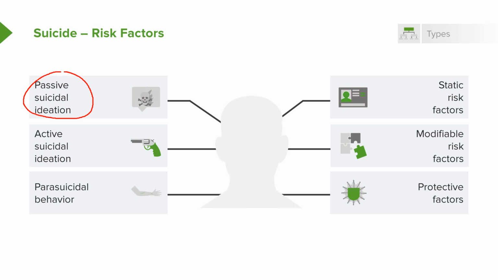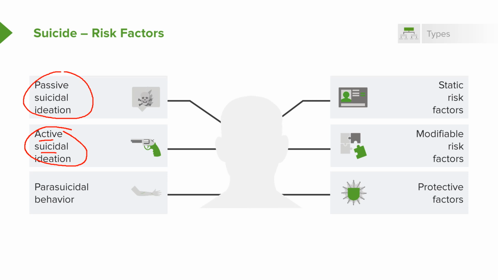Active suicidal ideation is very different. This is where you have a patient saying to the doctor, "I'm not happy with my own life. I want to end my life now, and I have a gun or I have something that I could use to hurt myself." That would be active suicidal ideation. So the patient actually has an intent and a plan to do something here.